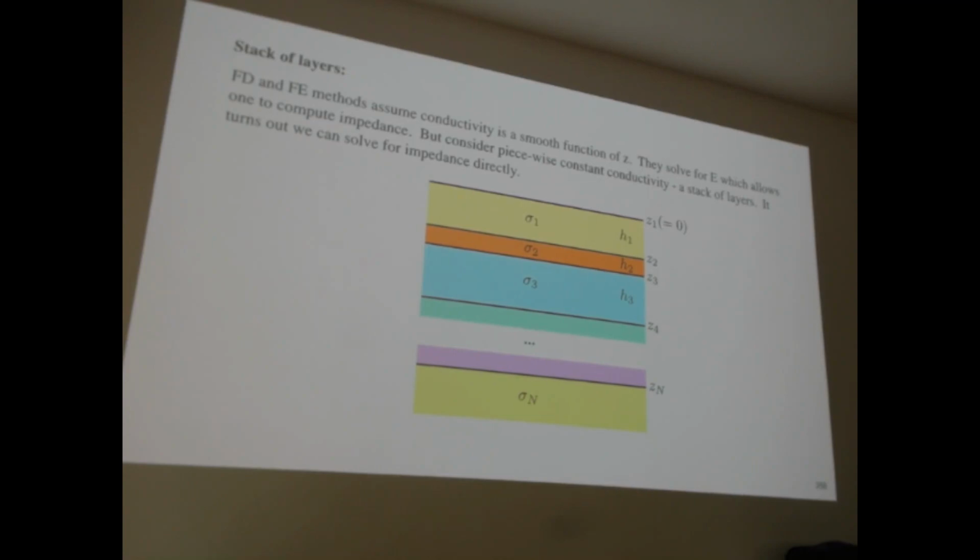So here's my stack of layers, and this is pretty general because you can use as many layers as you want to approximate your conductivity profile as accurately as you want. There's no limit to the number of layers. Once you have the mathematics sorted out, you can put in 200 layers, 300 layers if you want to sample your model.